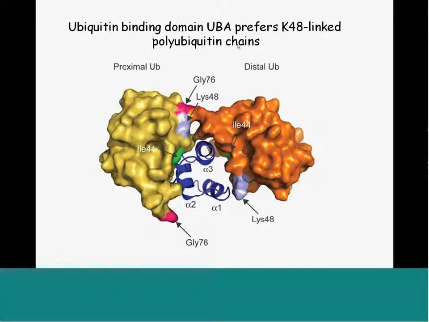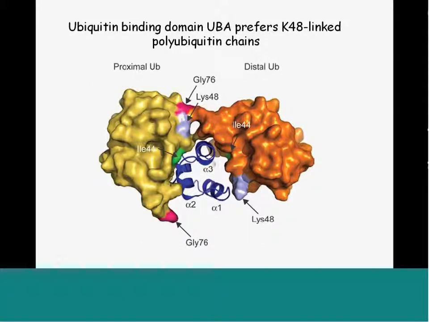Okay. Oh, good. Excellent. This is just a three-dimensional representation of ubiquitin, and this is K48, and this is the proximal ubiquitin and the distal ubiquitin. And here's what is known as the ubiquitin binding domain. It's called the UBA type domain, and it prefers K48 link chains, partly because of the orientation of the two ubiquitin molecules within the structure of the UBA.